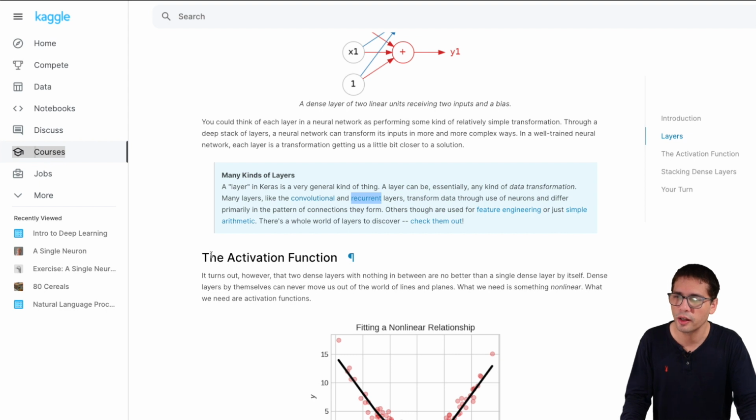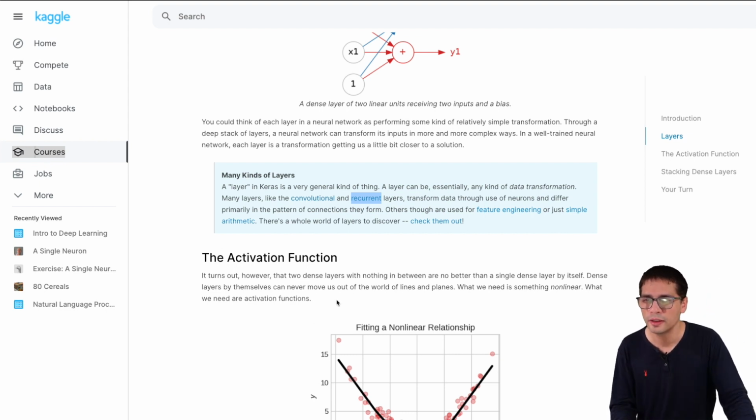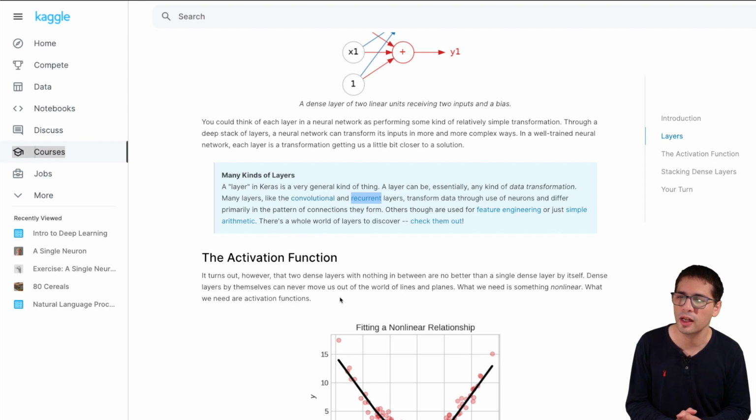The activation function. It turns out, however, that two dense layers with nothing in between are no better than a single dense layer by itself. Dense layers by themselves can never move us out of the world of lines and planes. What we need is something non-linear. What we need are activation functions.